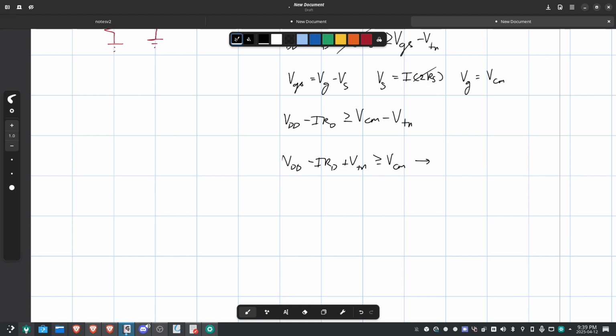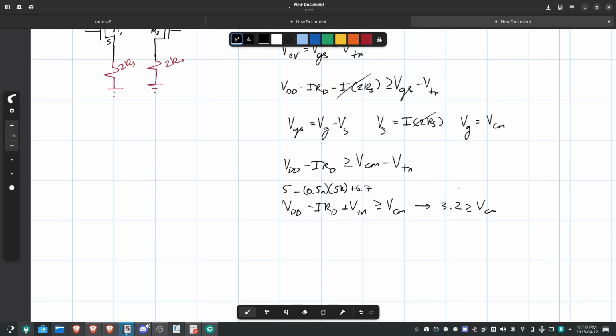Now you plug in all the values. VDD is 5. This is 5 minus 0.5 milliamps times 5K plus 0.7. And you're left with 3.2 is greater than or equal to VCM, or VCM is smaller than that. So that's our maximum value. VCM max is equal to 3.2 volts.